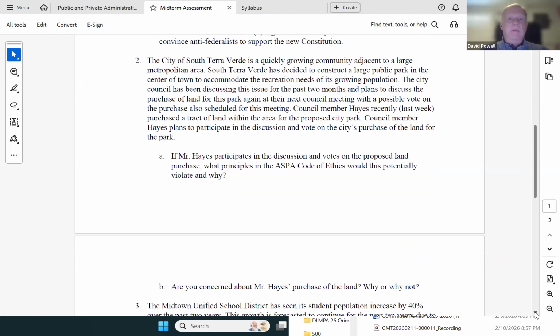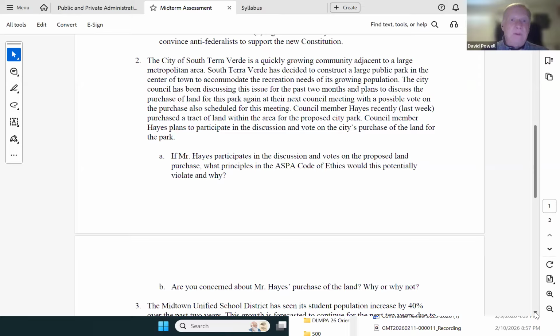Then in scenario number two, we turn our attention to that information we covered when we talked about accountability and ethics in the public service. So the city of South Terra Verde is a quickly growing community adjacent to a large metropolitan area. South Terra Verde has decided to construct a large public park in the center of town to accommodate the recreation needs of its growing population.